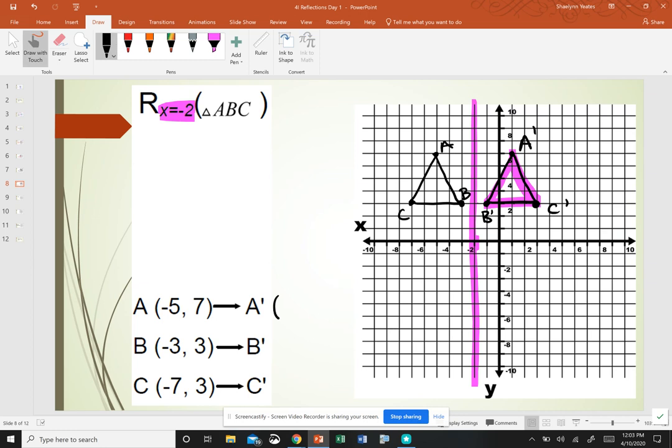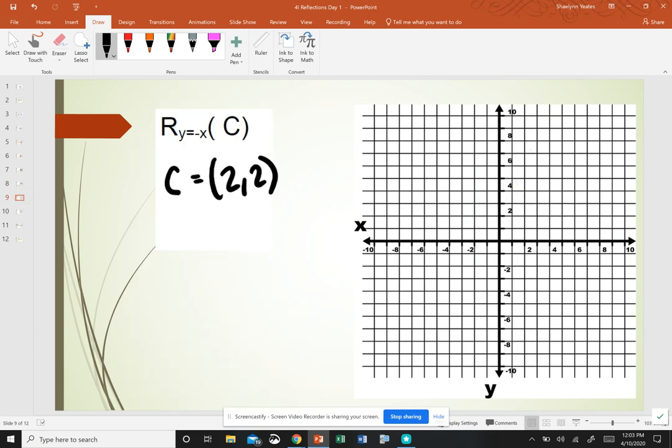So A is now at 1, 7. B is now at -1, 3. And C is at 3, 3. That's kind of cool. All right. Let's see what happens here.